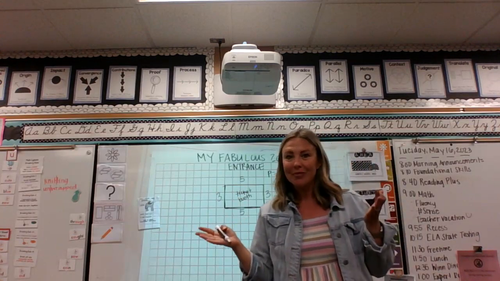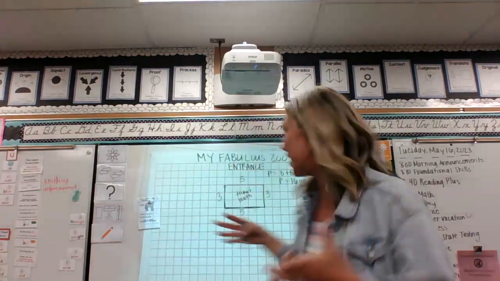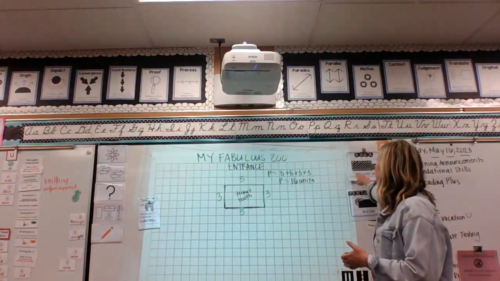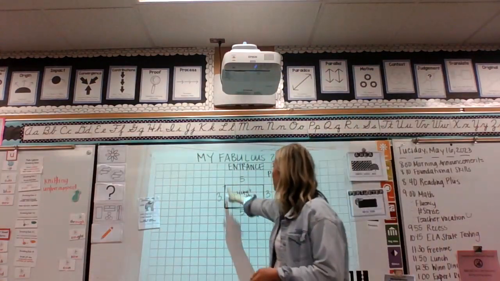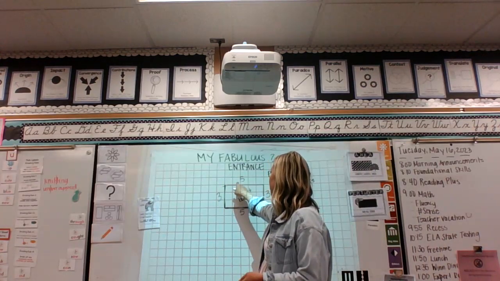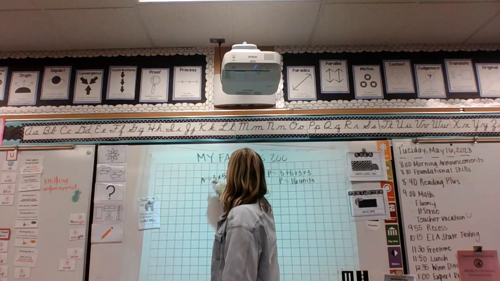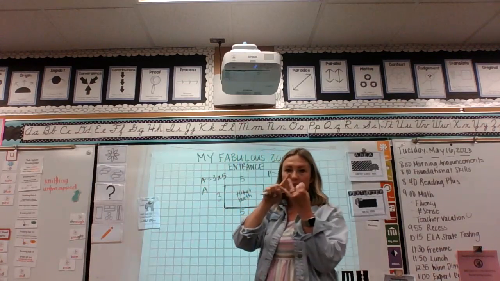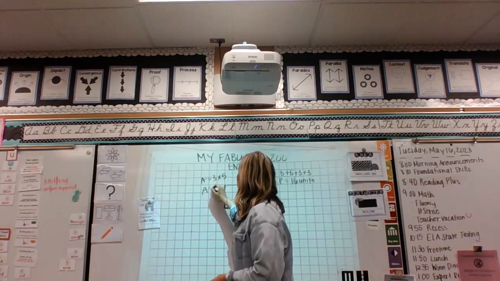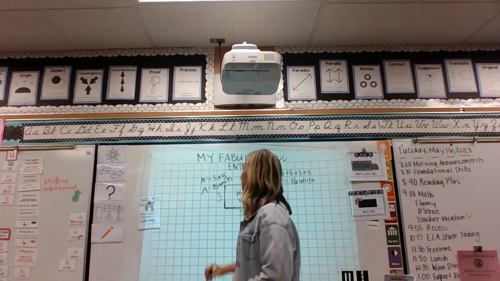Now, area is a little trickier. This is where we have to get into our multiplication. It tells me here that area is length times width. So this side times this side. 3 times 5. Area equals 3 times 5. We know that. 5, 10, 15. Area equals 15 units.